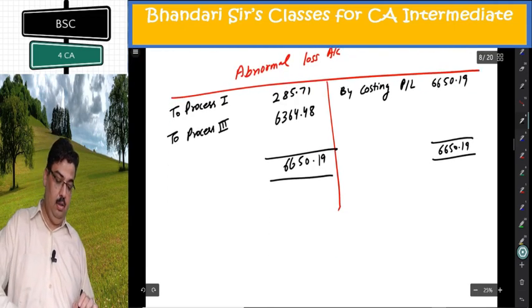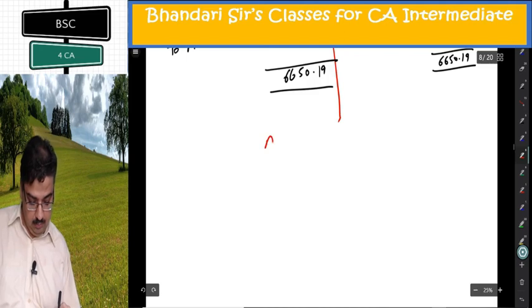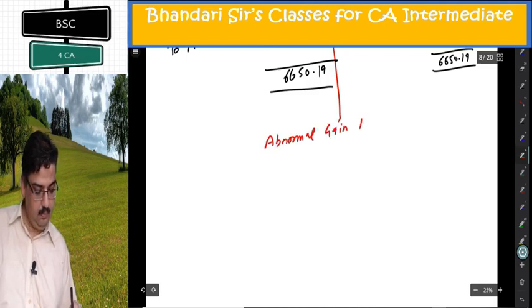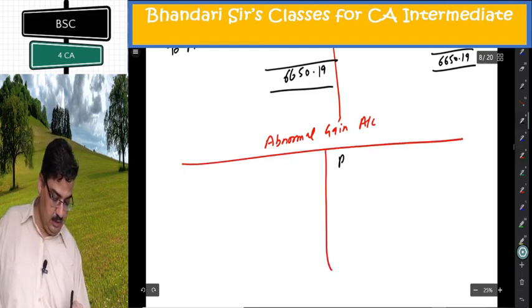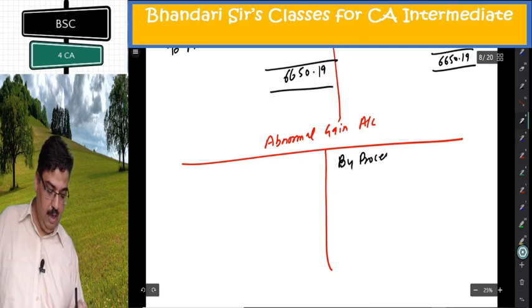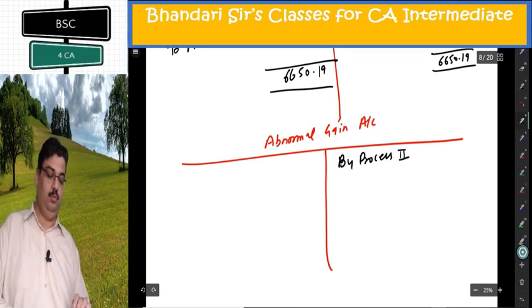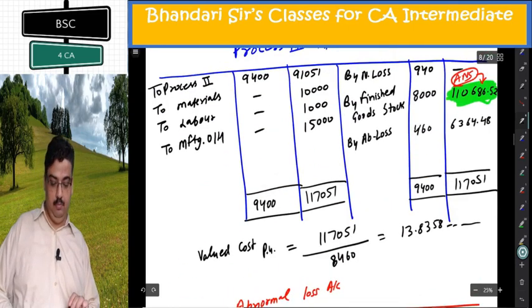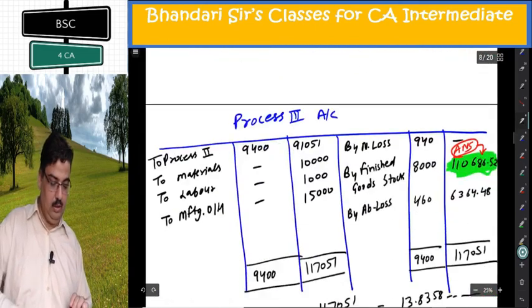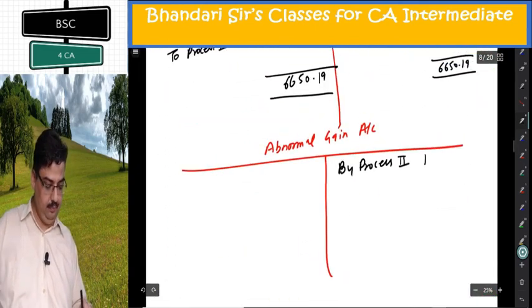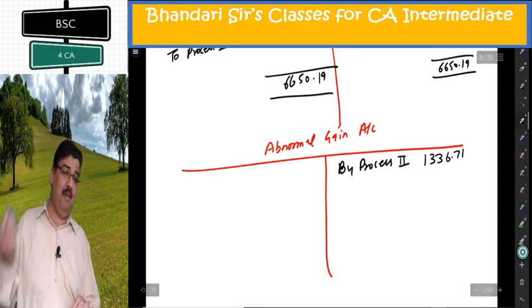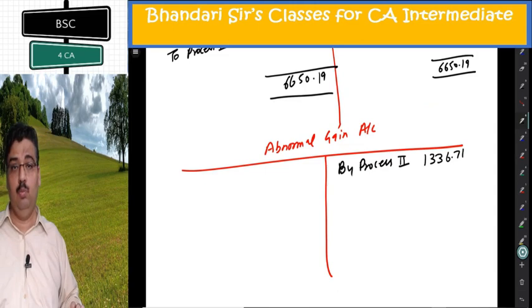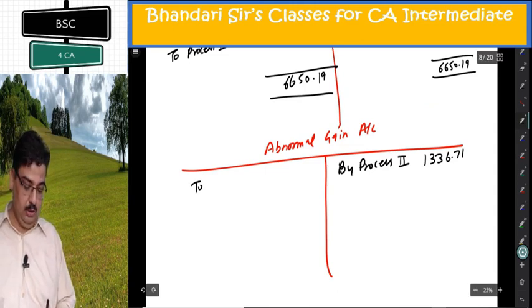Last thing for this question, abnormal gain account. It came in only one process, by process 2. What was the amount there? 1336.71. No adjustment entry because scrap value of abnormal gain is 0. So all amount will go to costing P&L.